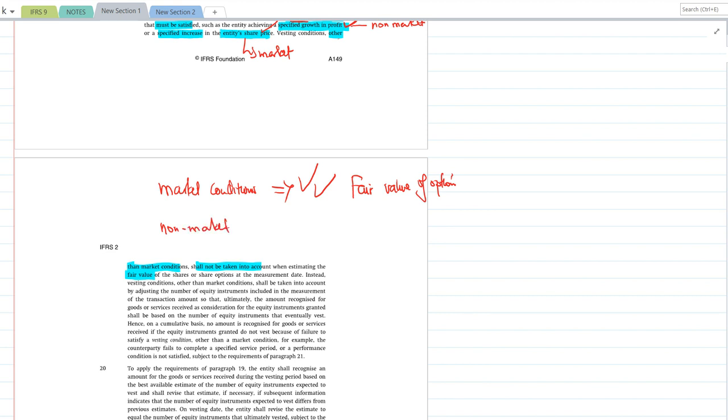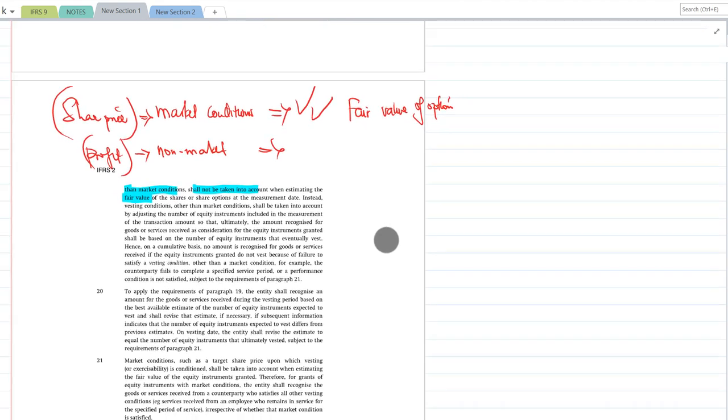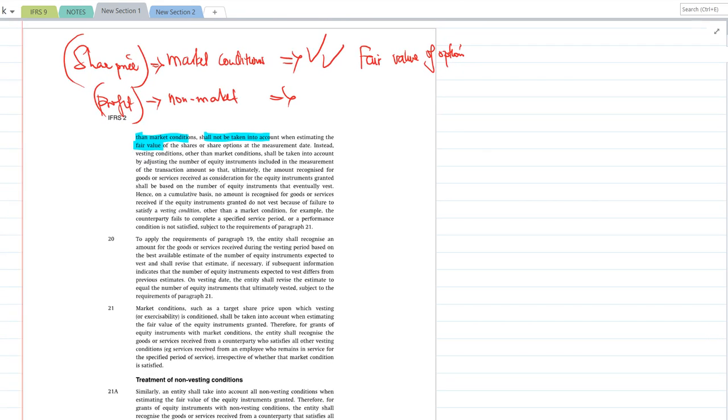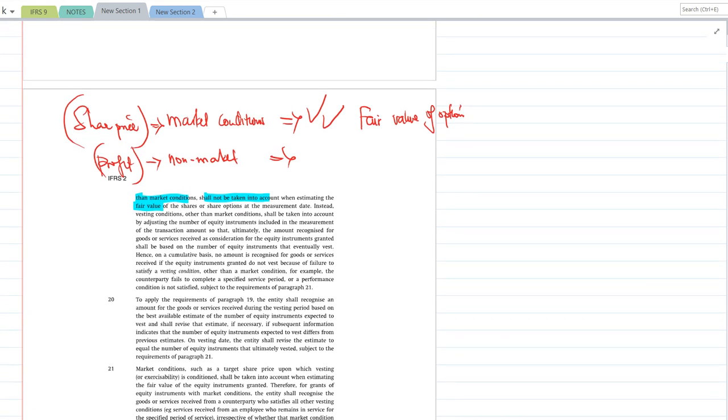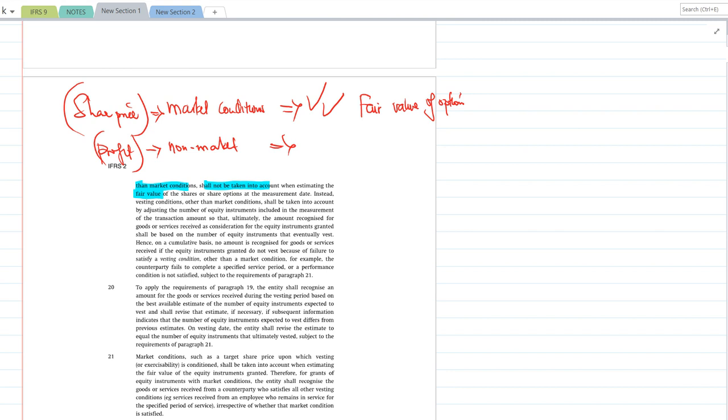So for market conditions, for example, let me put a share price here. And for non-market conditions, for example, profits here. So this one for that one. And what are they saying about non-market? Let me read further. They said other than the market condition, meaning the non-market conditions, shall not be taken into account when estimating the fair value of the shares or share options at the measurement date. So the statement is now complete.